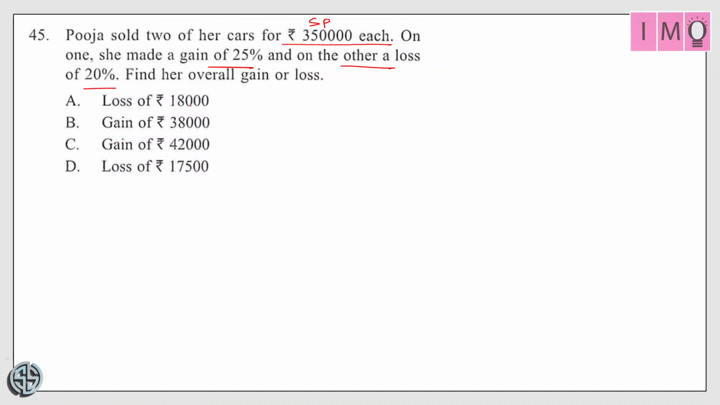And to find the overall gain or loss, you must require the cost price of each of the car. So we will apply the formula of cost price. What is that? It is SP into 100 upon 100 plus gain percent, or if it is loss percent, then 100 minus loss percent. Now calculate the cost price for the first car.